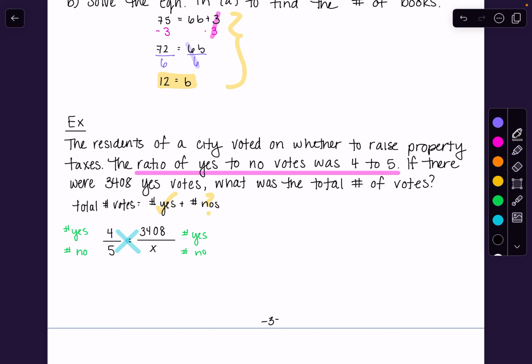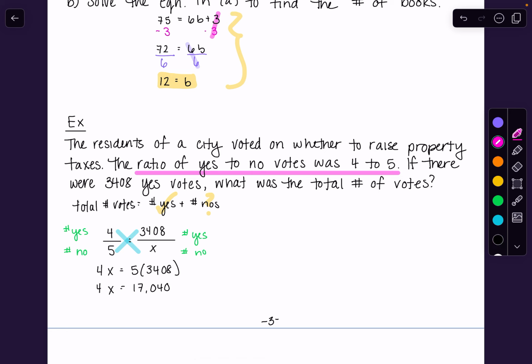And so what that does is I'm going to multiply those cross components. So 4 and x are going to get multiplied together. And then 5 and 3,408 are going to get multiplied together. So we're multiplying those cross pieces. Okay. And now it leaves a cleaner equation that I can solve for x. So if you go ahead and do 5 times 3,408, you will see that this is 17,040.